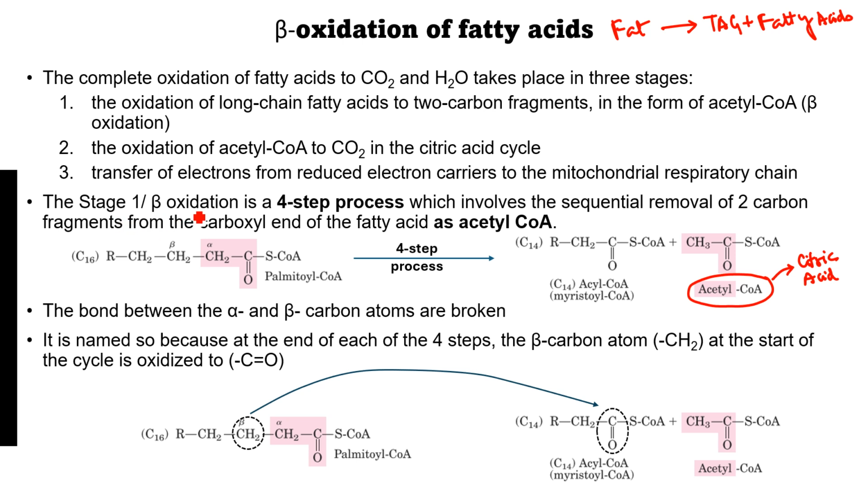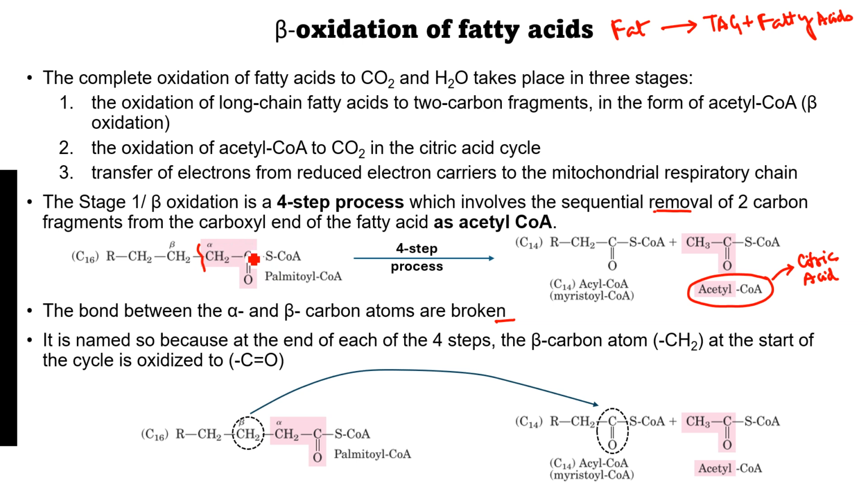So what happens in stage one? In stage one, beta oxidation is a four-step process which involves the sequential removal of two carbon fragments from the carboxyl end of the fatty acid as acetyl CoA. So why is it beta oxidation of fatty acid? Because the bond between the alpha and beta carbon atoms is broken, as the removal of carbon fragments from the carboxyl end of the fatty acid takes place. That is why it is called beta oxidation.